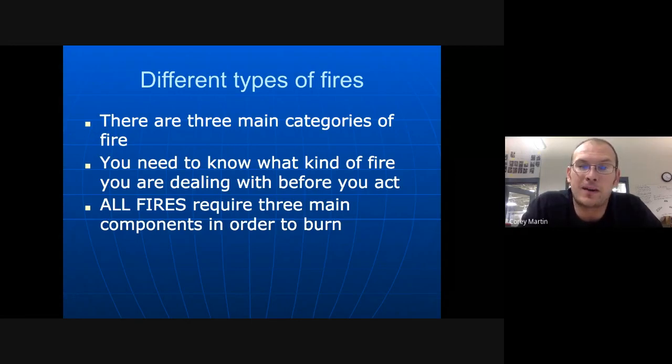So if you are on a volunteer fire department, or if you have a parent or uncle or some sibling who is on a fire department, you've probably heard this before. All fires require three main components in order to burn.